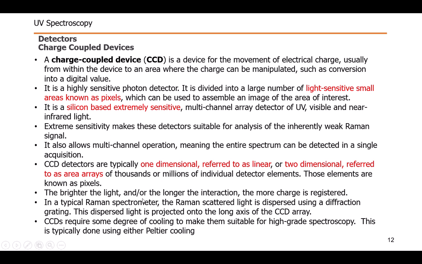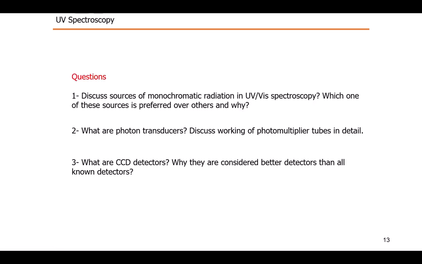In a typical Raman spectrometer, the Raman scattered light is dispersed using a diffraction grating. This dispersed light is projected onto the long axis of the CCD array. In Raman spectroscopy, the scattered light is dispersed on the diffraction grating and a specific wavelength is projected over the CCD in order to detect it. CCDs require some degree of cooling to make them suitable. They are kept cooled to get high grade spectroscopy. This is typically done by using Peltier cooling. It is a method applied in order to cool down the CCDs during their work.